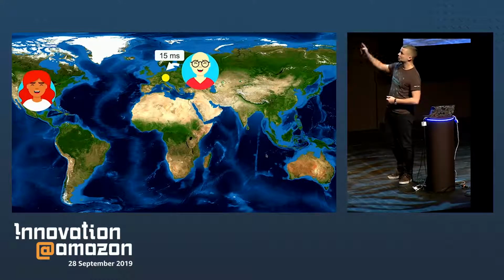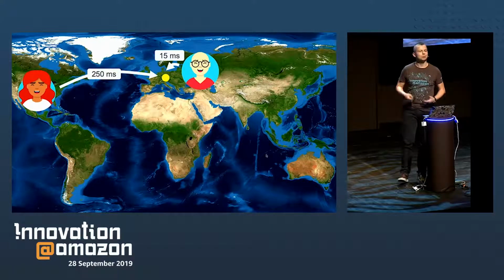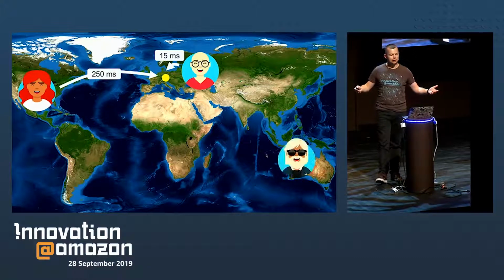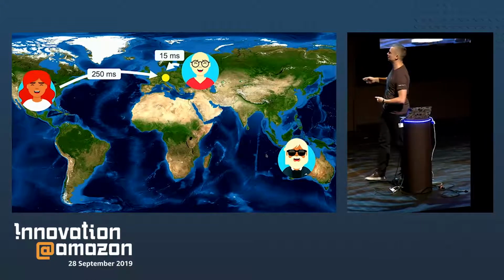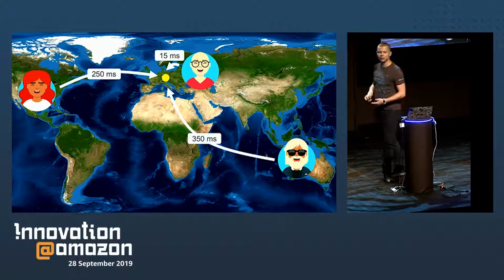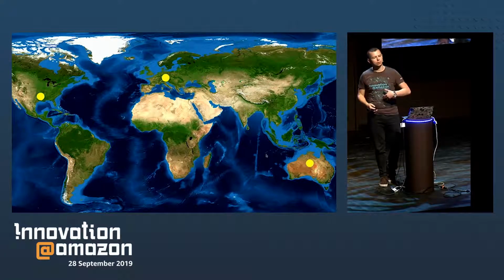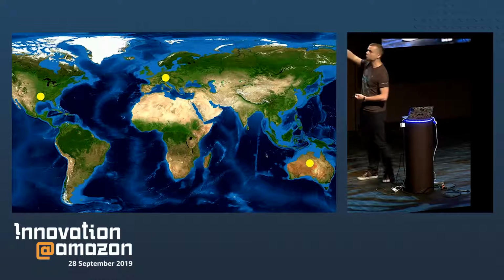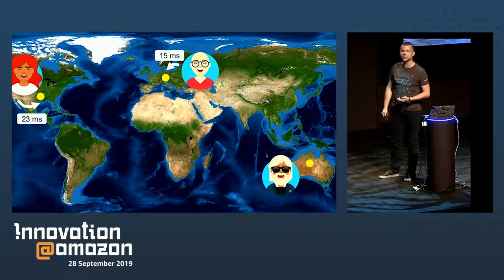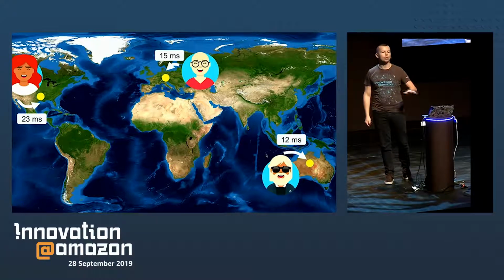But now if we have a second user, who is in the USA, physics says it will take time to get to the data which is in Europe. So maybe 250 milliseconds. And let's say we have one more user, this time in Australia, and when he wants to get access to the data, it will take maybe 350 milliseconds. So as you can see, it would be better from the speed perspective if we were here, here, and here. So now the first user, 15 milliseconds, the second user, 23 milliseconds, and the last user, 12 milliseconds. So sometimes these are the reasons why we go global.